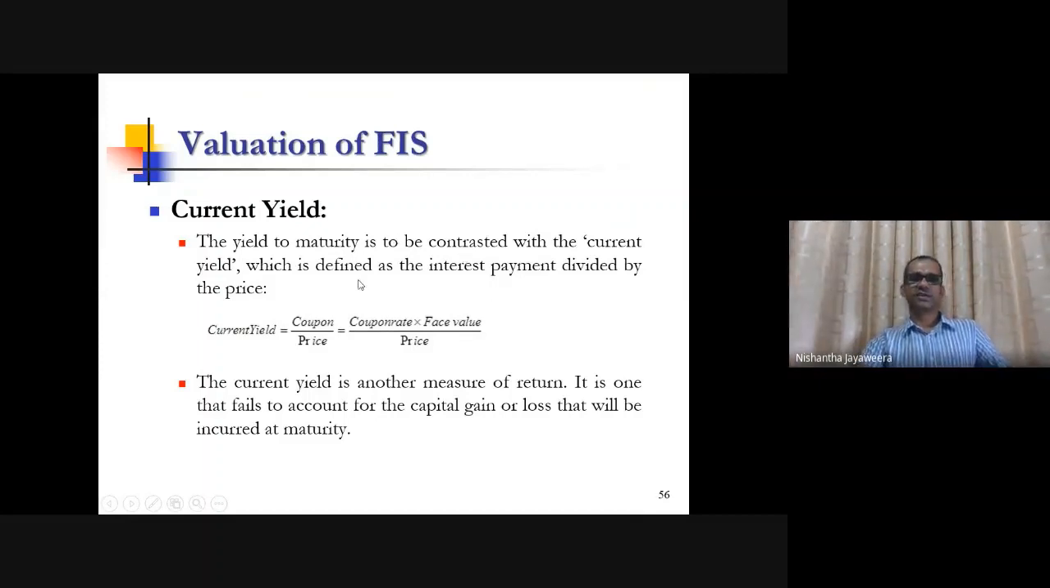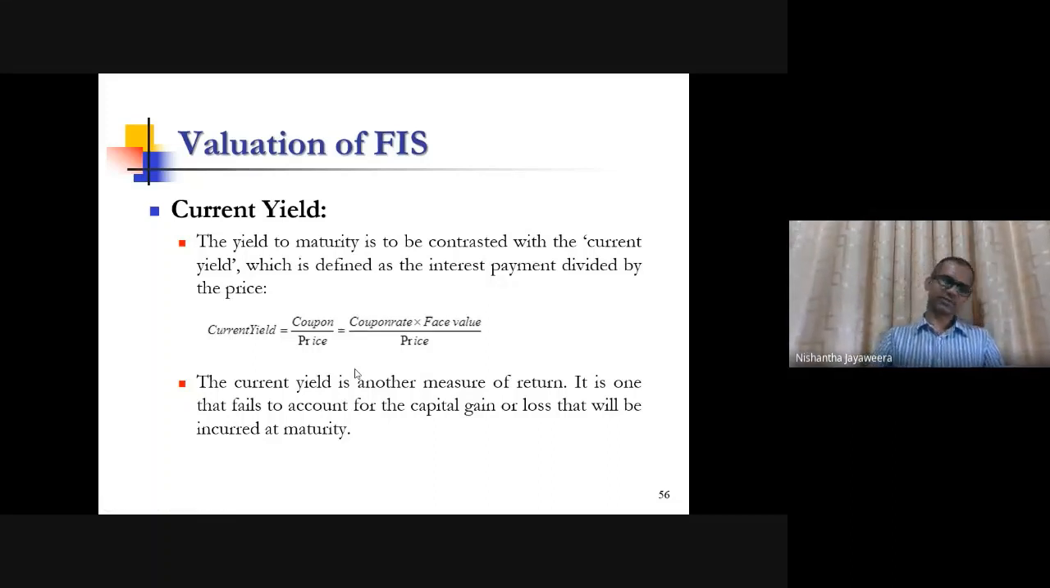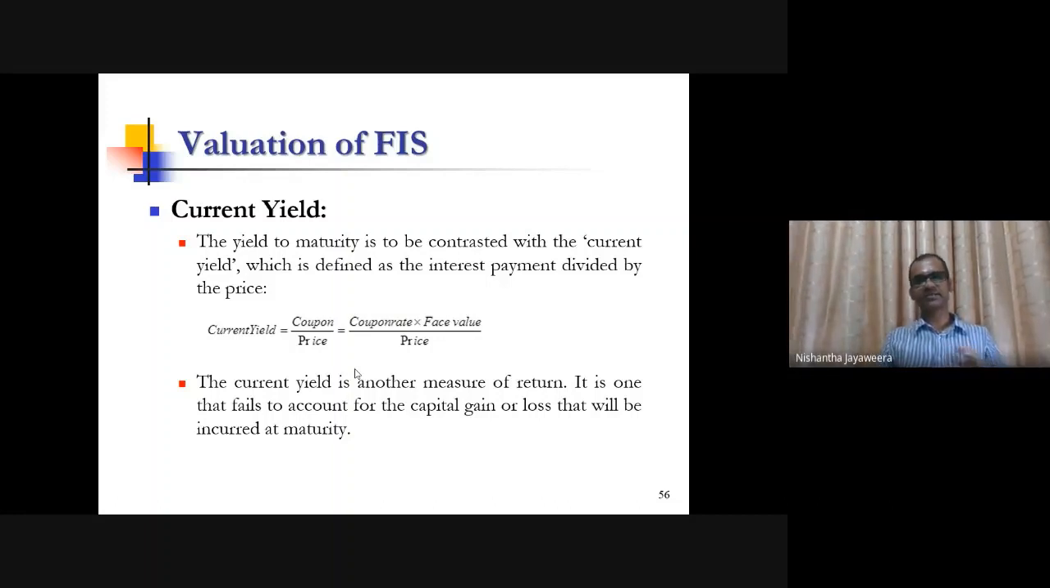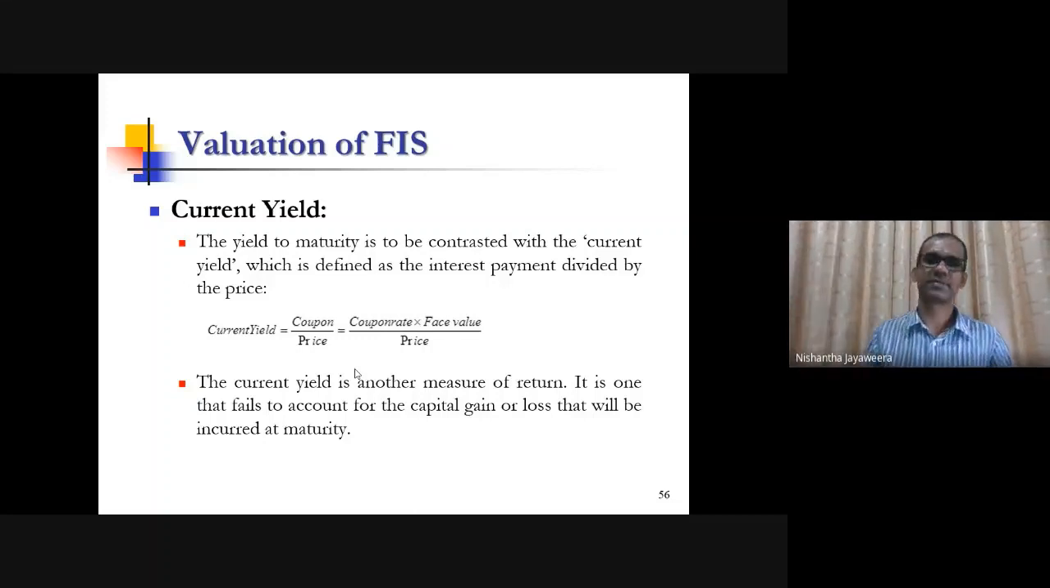So this is the current yield. Try to identify the relationship between current yield and the yield to maturity. Think about when the bond is trading at par, at a premium and at a discount. What would happen?